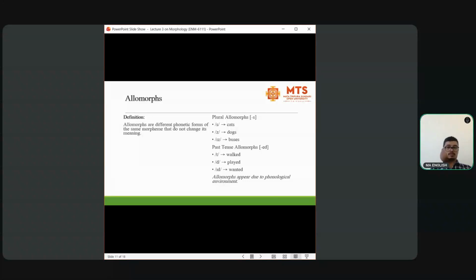Same thing applies to allomorphs. In the past tense, in some places it sounds like t, in some places it is pronounced as d, and in some cases it is pronounced as id, right? See, work, worked, it is not "work-ed", it is worked. Play, played, right? Wanted, it's not "wanted" with a t, it is wanted.